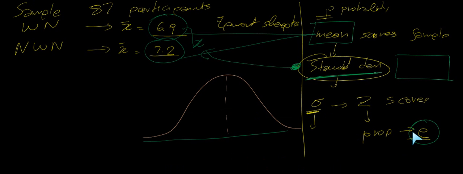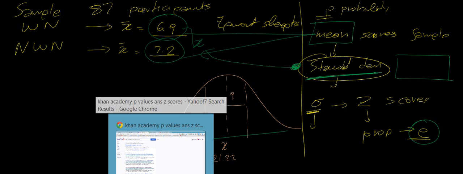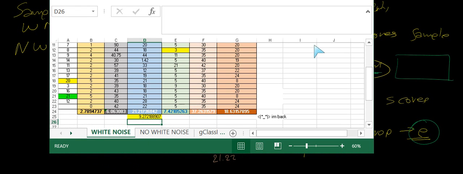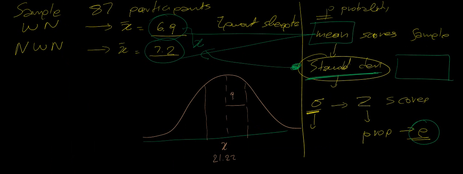Sorry. So my mean was 21.22. The standard deviation, one standard deviation here and one standard deviation there, the 68% of my sample is at 9.27 positive and 9.27 negative from the mean.